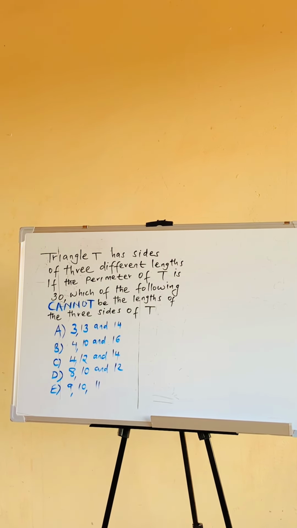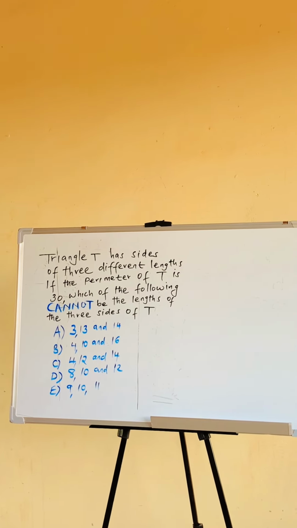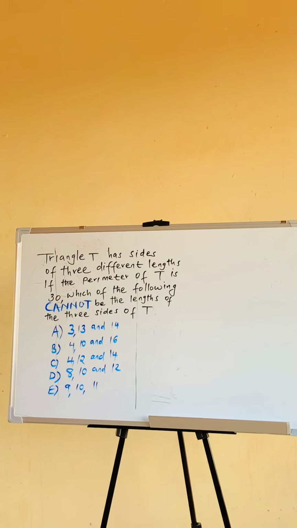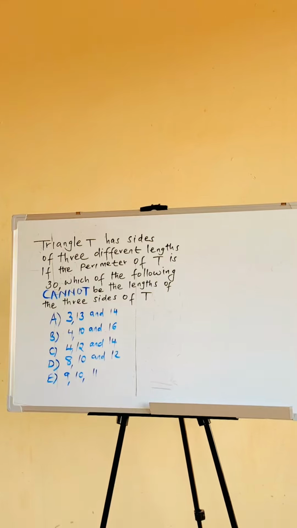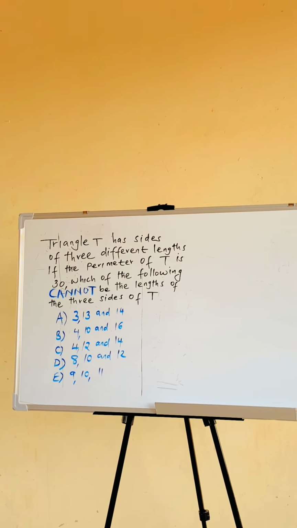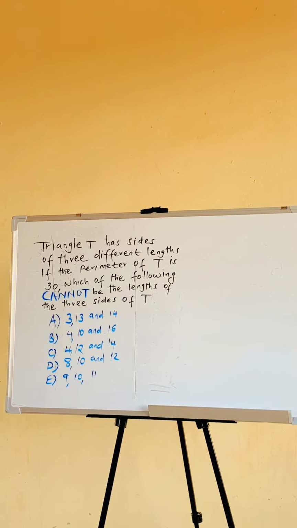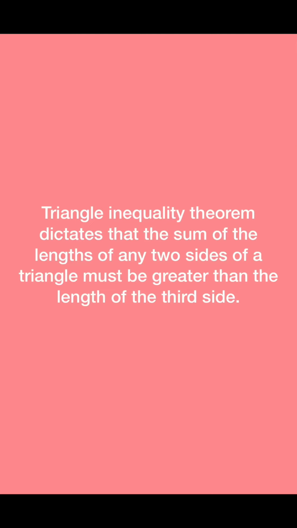Today we are going to be tackling a geometry problem. Specifically, we are going to be looking at three-sided figures and figuring out which of the three-sided figures cannot be a valid triangle. To solve this question, we are going to use the triangle inequality theorem, which says that the sum of any two sides of a triangle must be greater than the length of the third side.